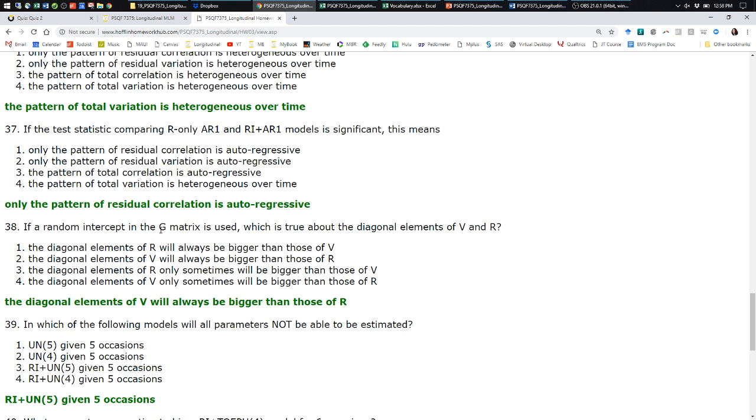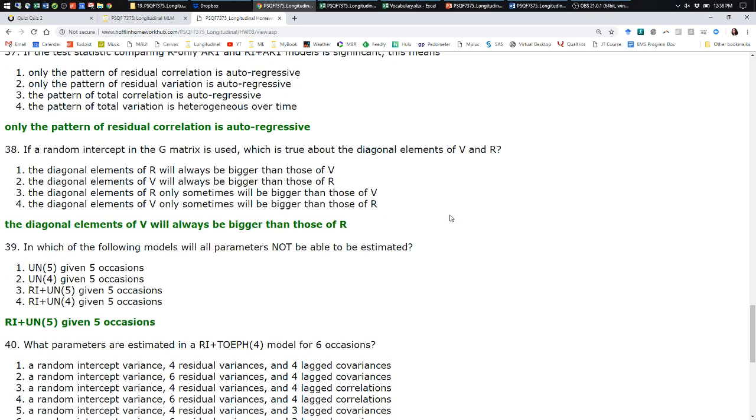If we have a random intercept in G, what is true about the diagonal elements? R plus G is V. So V always has to be the biggest. Which of these can't you estimate? The number in parentheses refers to the number of bands in the matrix. So UN5 means I have 1 diagonal and 4 off diagonals. That one's okay. UN4, given 5 occasions, that one's okay, although it wouldn't make a lot of sense because it would say that the last pair doesn't have any covariance at all, which is unrealistic in longitudinal data. Ri plus UN5, that's the broken one.